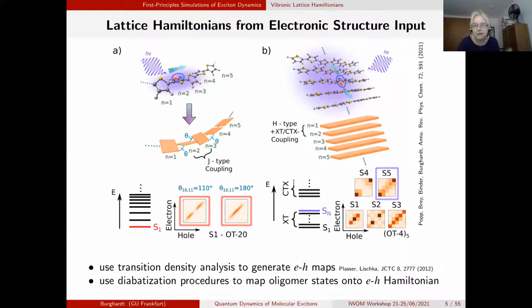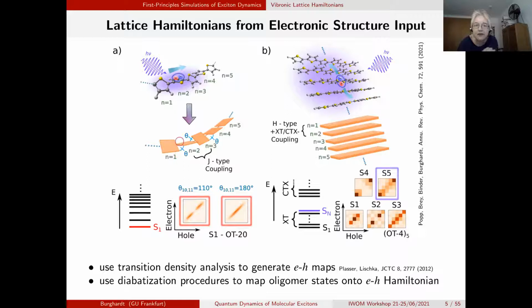And then we use as much electronic structure information as we can, including the computation of energy levels, of course, and also information on the vibrations, as you will hear in a second, and also the characterization of the states. So we can use this transition density analysis to generate these electron-hole maps that tell us if the relevant states are actually of Frenkel type character, so essentially diagonal in this representation, and how they depend on conformational change.